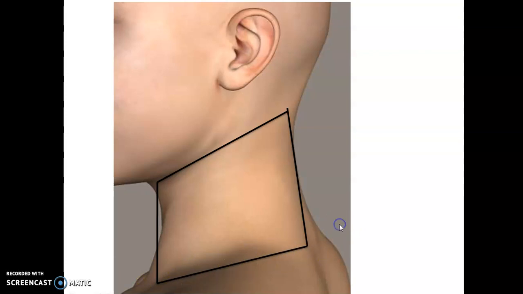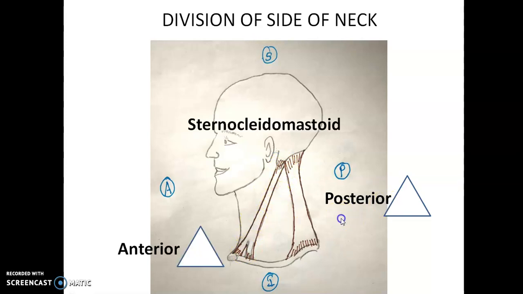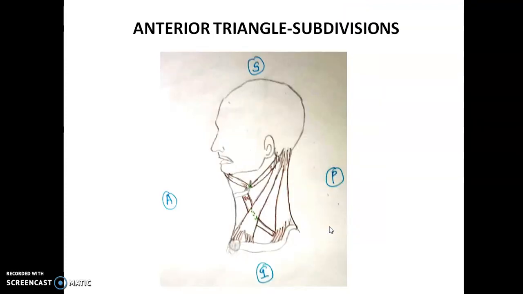This quadrangular shaped neck is divided into 2 triangles by the obliquely placed muscle called sternocleidomastoid. The triangle behind it is called the posterior triangle, and the triangle in front of it is called the anterior triangle. Orientation of these 2 triangles: in the posterior triangle, the apex is pointing upwards towards the skull and the base is towards the clavicle, while the anterior triangle is exactly opposite. The base of this triangle is towards the mandible and the apex is towards the sternum.